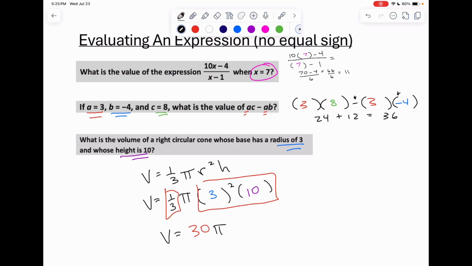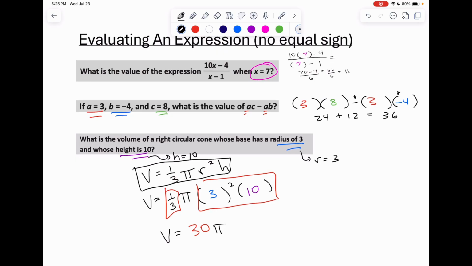So not so bad, just the same, right? So again, when you're extracting this, make sure you write down on your paper R equals 3, H equals 10 onto your scratch paper, so that way when you write down the formula, you can see where they go.